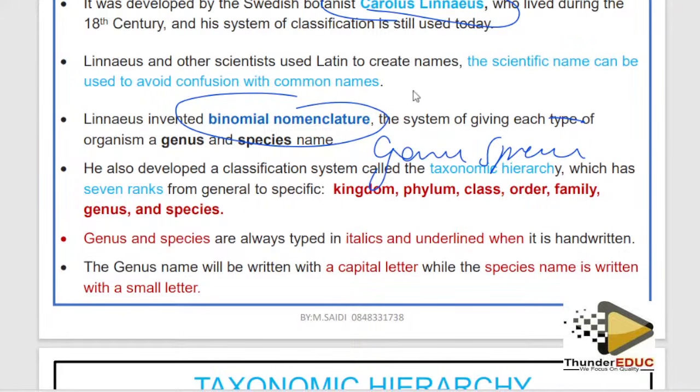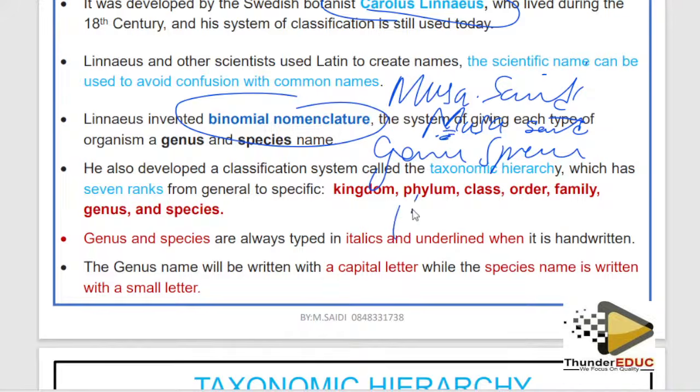Don't forget that when they ask you to write something in the scientific name, the genus always starts with a capital letter. For example, if I'm M. Saidi, and I ask you to write this in a scientific name, what am I going to do? The first letter is capital, and then the rest is small. Homo sapiens: Homo with a capital letter, and then sapiens with a small letter. I think I'm clear there.